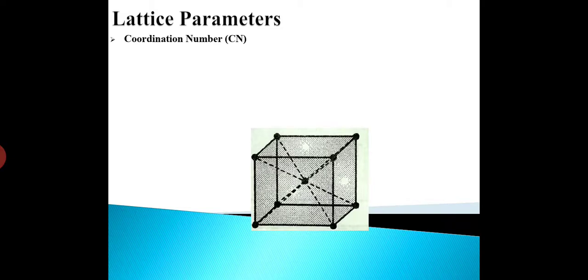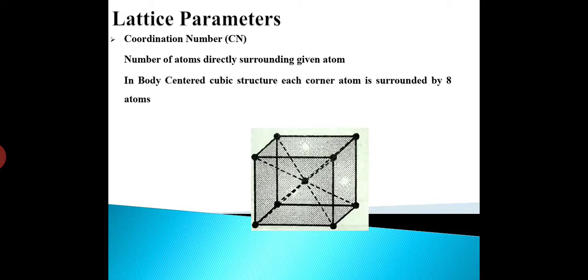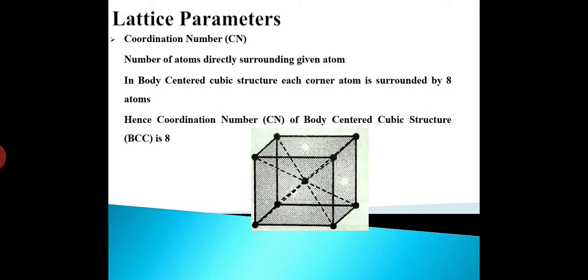For the second case, in the BCC structure as shown in the figure, there are already 8 atoms at the corners and one atom present at the center, so we get it directly. As the center atom has equal distance from all 8 atoms, 8 is the coordination number for the BCC structure.